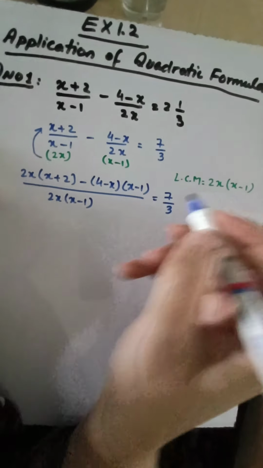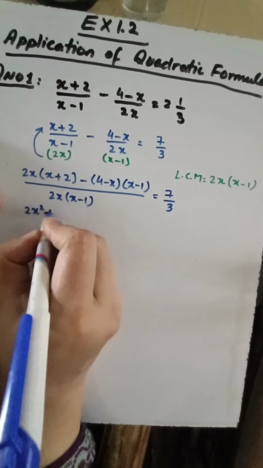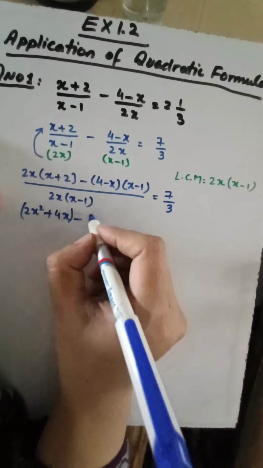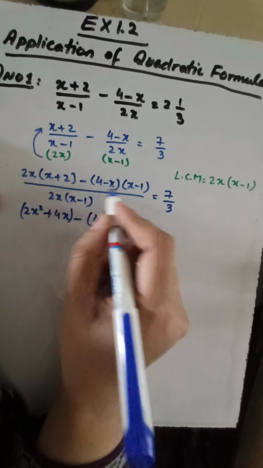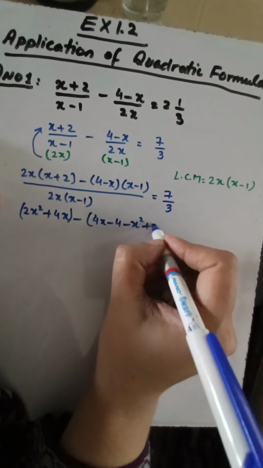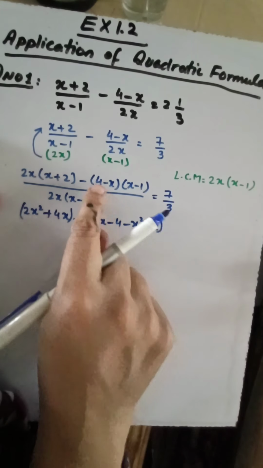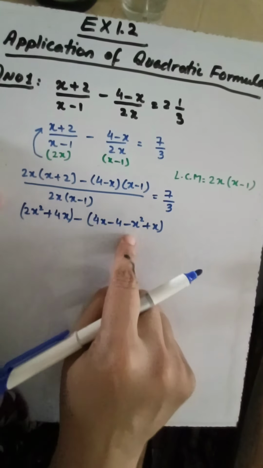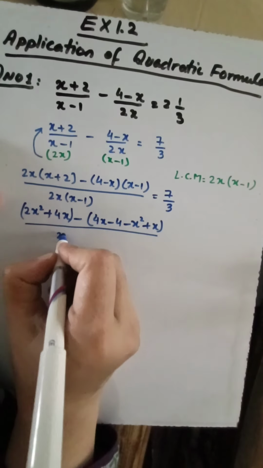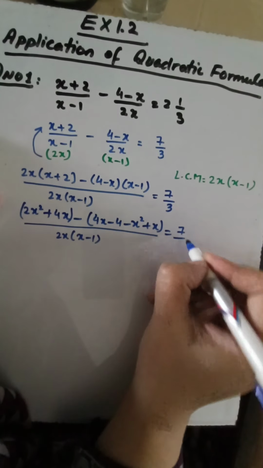Now I am going to simplify this. 2x multiplied by x square will give us 2x square. 2x multiplied with 2 will give us 4x, minus, multiplying these two, 4 into x will be 4x, minus 4, minus x square plus x. Let me check it again. 2x square plus 4x, correct, minus (4x minus 4 minus x square plus x) over 2x into (x minus 1) is equal to 7 over 3.